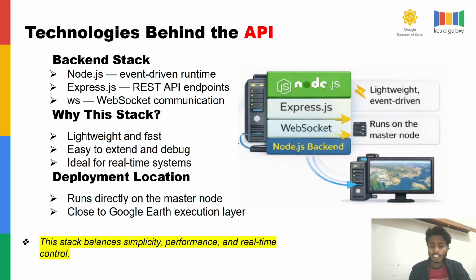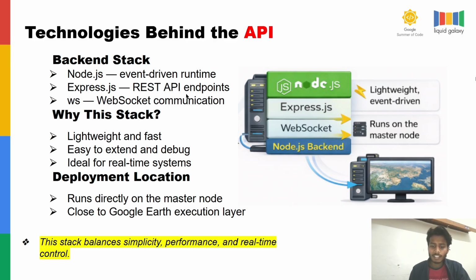At the heart of the API is Node.js. Node.js is an event-driven runtime, which means it's very good at handling lots of small, fast events like real-time commands, camera updates, or live data. That makes it a natural fit for something like Liquid Galaxy, where responsiveness matters more than heavy computation. On top of Node.js is Express.js for the REST API endpoints.